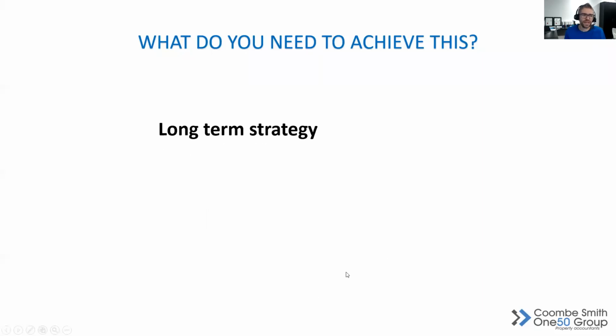What you do need is a long-term strategy that works for you. You need to think about what sort of property helps you achieve your goals, and you need to look at two things. You need to look at cash flow. What cash flow do you need, and what is your cash flow from other sources? And how does that link in with your property investment? And equity gain is the second thing.